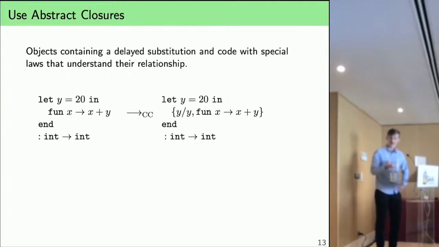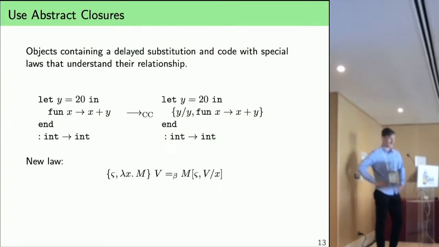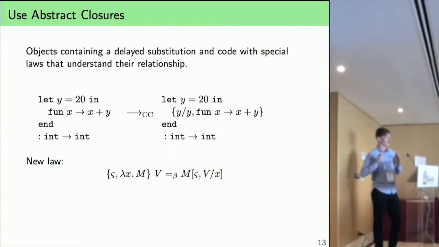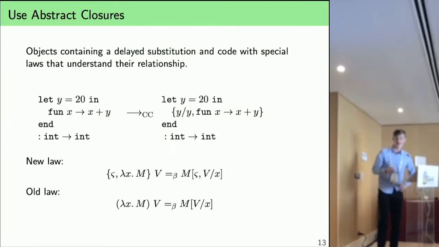But there's a difference, is that we have the same type, which is nice. And we can have the same type because the elimination form for abstract closures doesn't change. So we also avoid the go everywhere and replace all the call sites. And we have a new beta law for abstract closures where when we do an application, we're going to take the delayed substitution and the formal parameter and jump into the code with that whole substitution together. This in contrast to the old beta law.